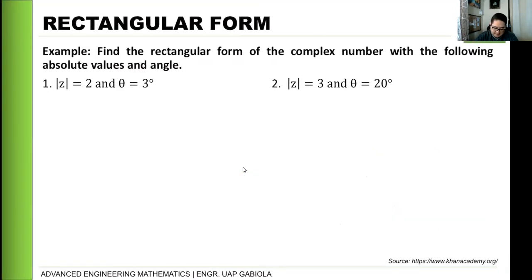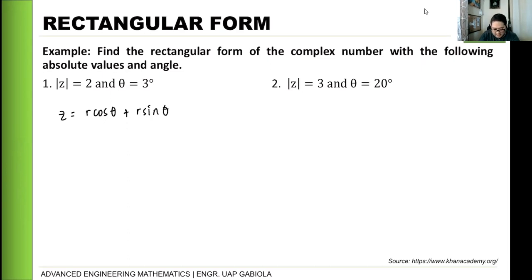Okay, next. Find the rectangular form of the complex number with the following absolute value and angle. We have absolute value of 2 and theta of 3. So paano natin ito gagawin? We can just recall the formula, which is z equals r cosine of theta plus r sine of theta i.